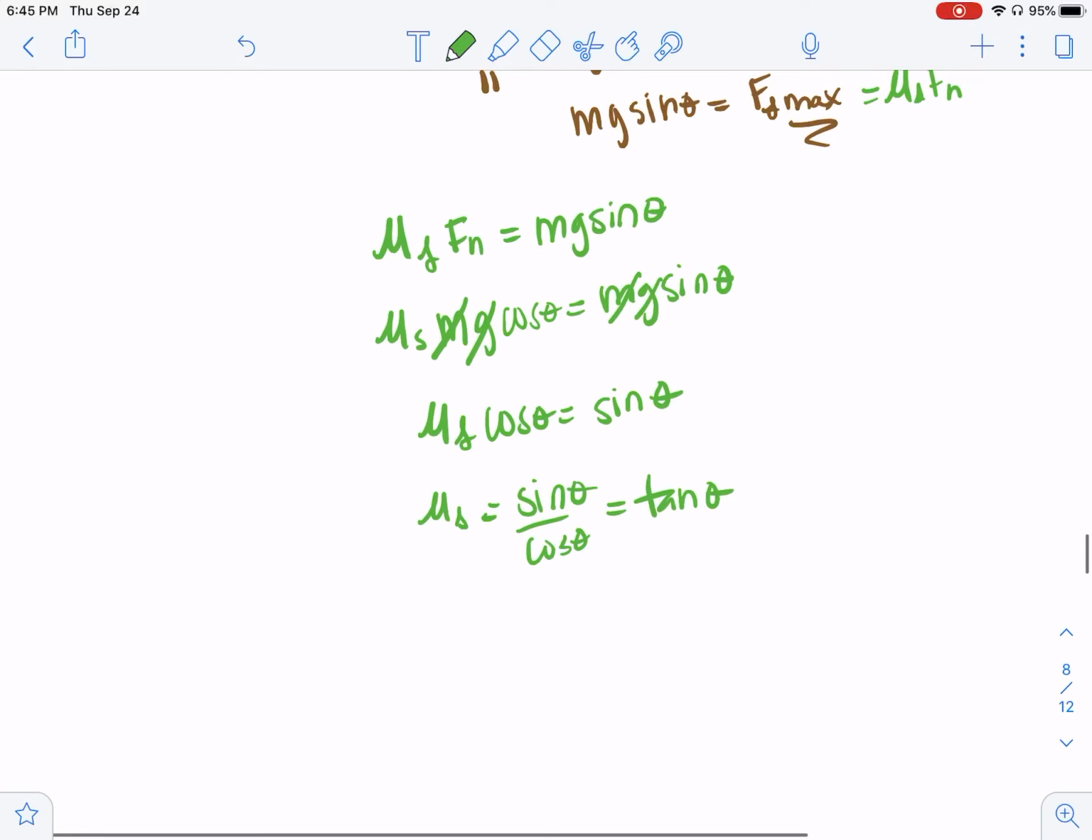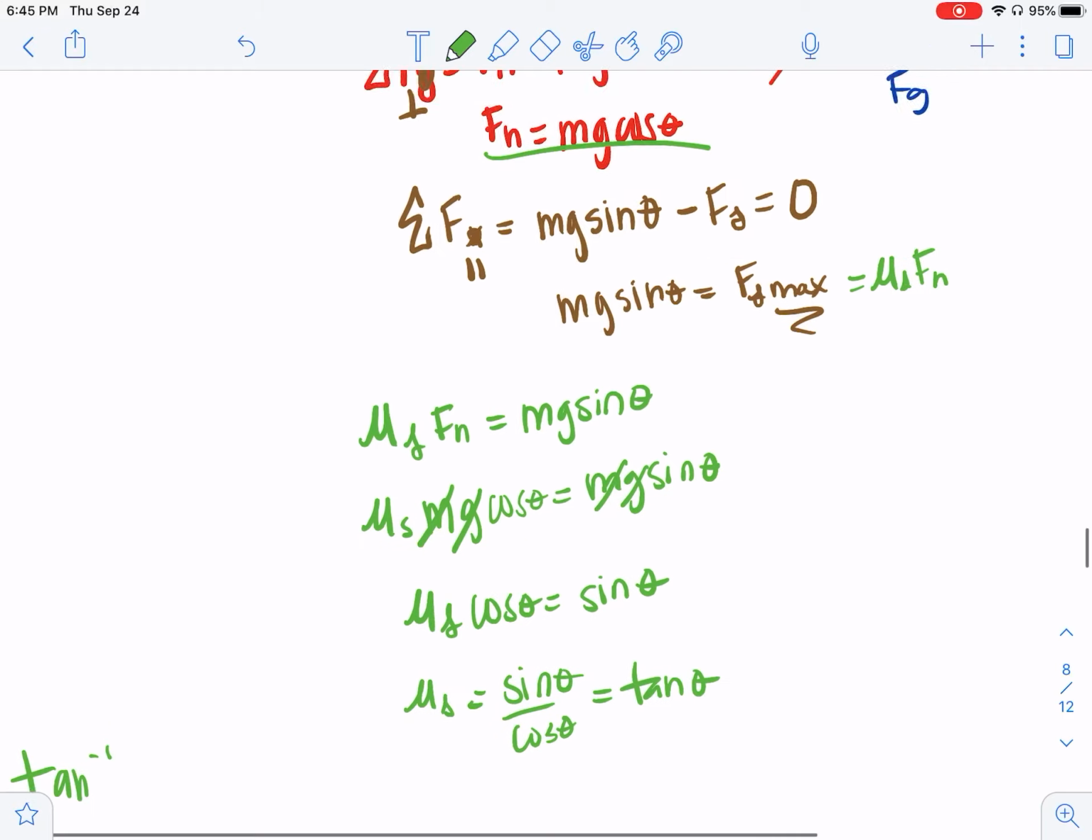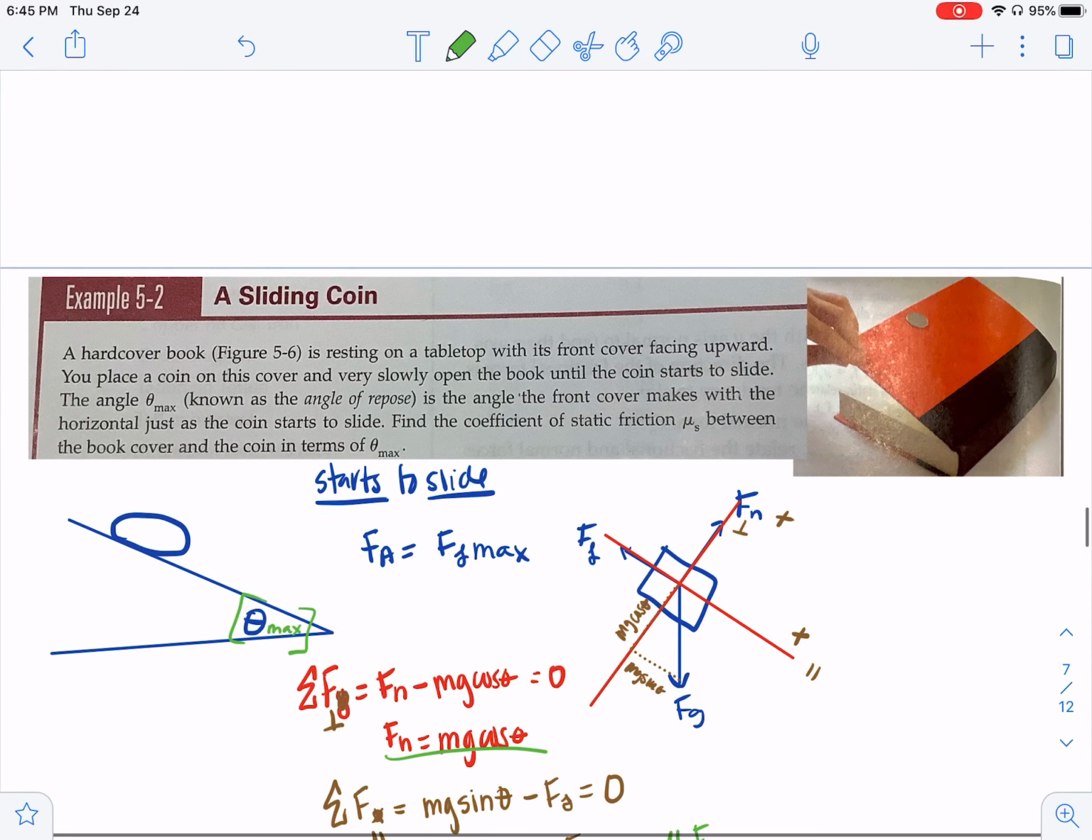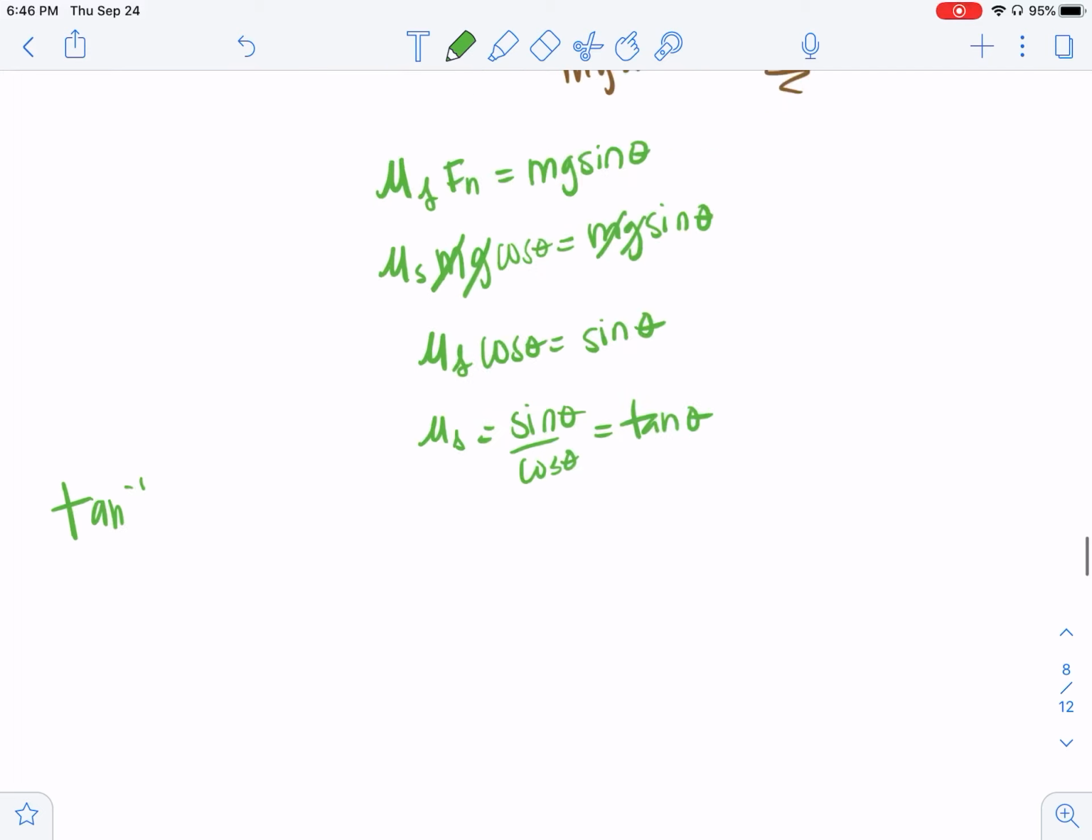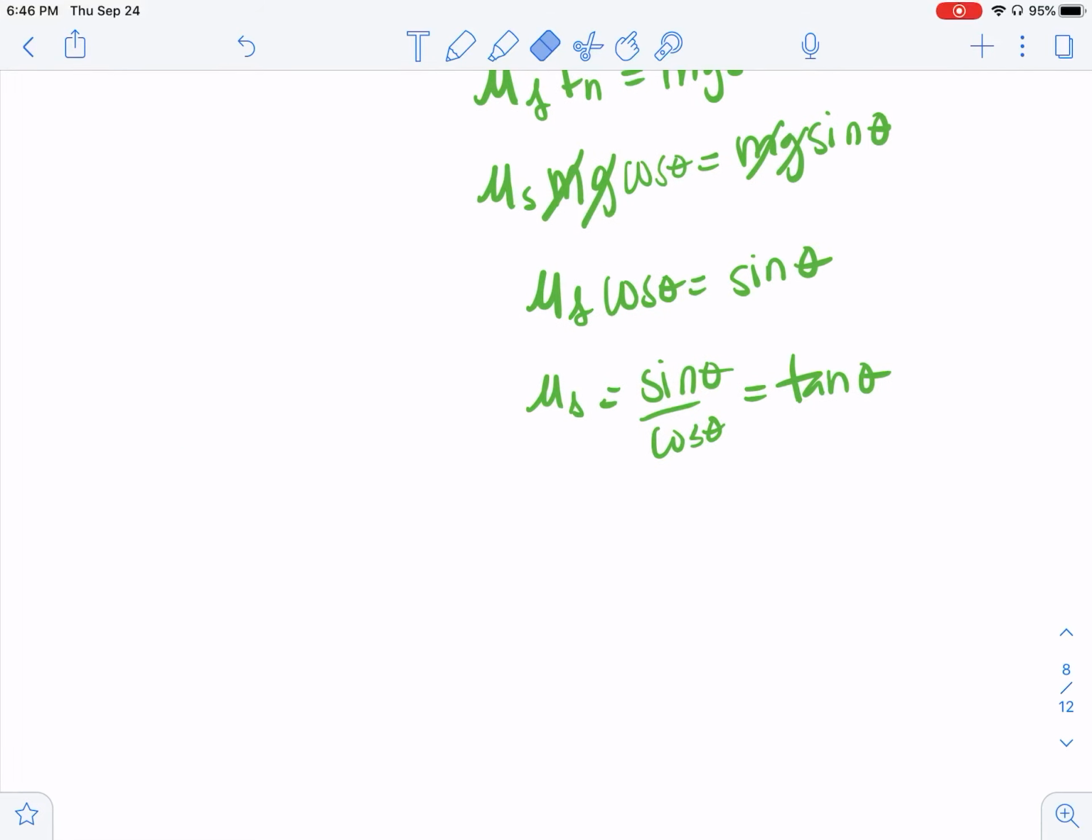So our final answer here would actually be the inverse tan, oh no, hold on, are we finding mu or are we finding theta? Oh, we're finding mu. So I don't even need to do the inverse. So that is always important, to go back and figure out what your question is asking. I would just say mu s is equal to the tangent of theta max.